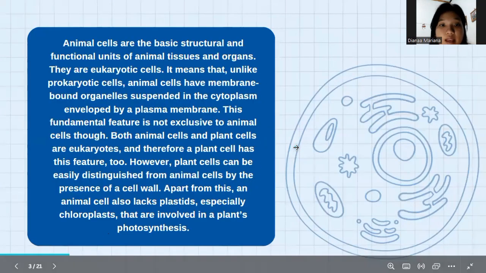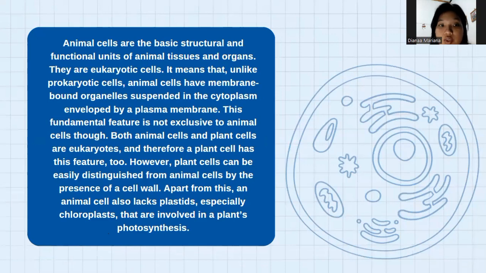Animal cells are the basic structural and functional units of animal tissues and organs. They are eukaryotic cells. This means that, unlike prokaryotic cells, animal cells have membrane-bound organelles suspended in the cytoplasm enveloped by a plasma membrane. This fundamental feature is not exclusive to animal cells, though. Both animal cells and plant cells are eukaryotic, and therefore a plant cell has this feature too.